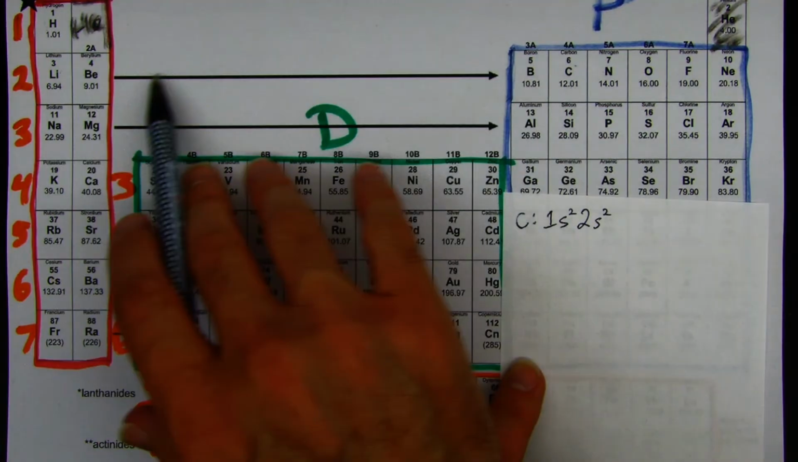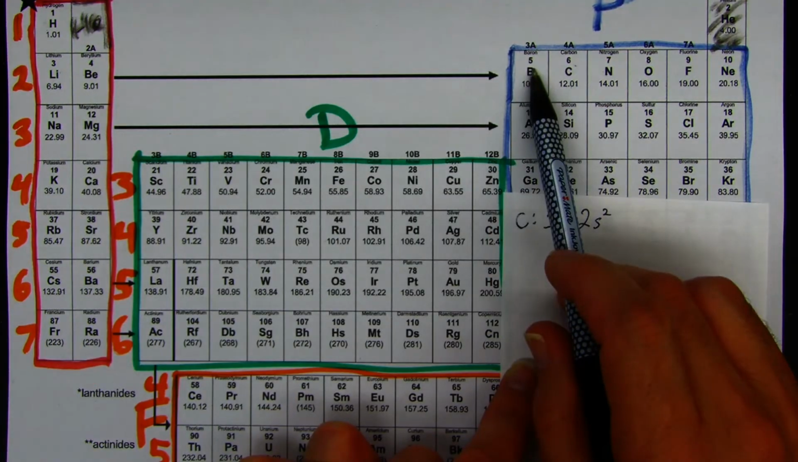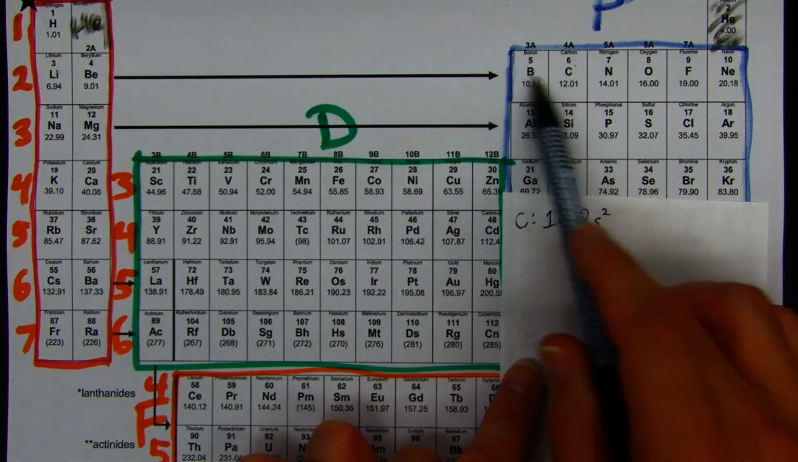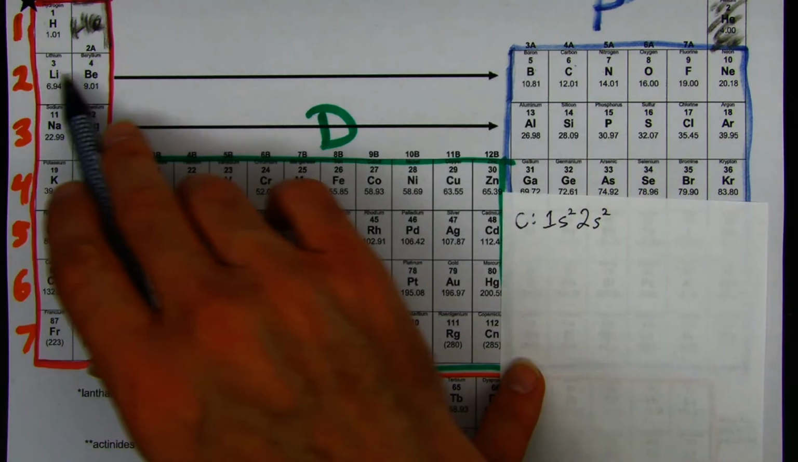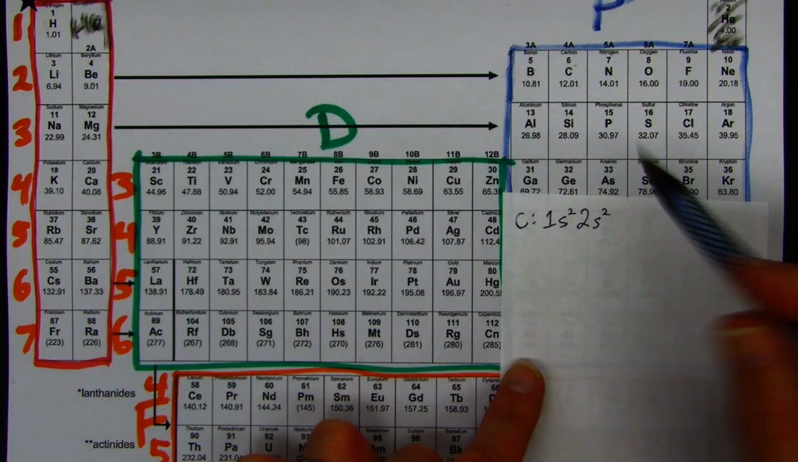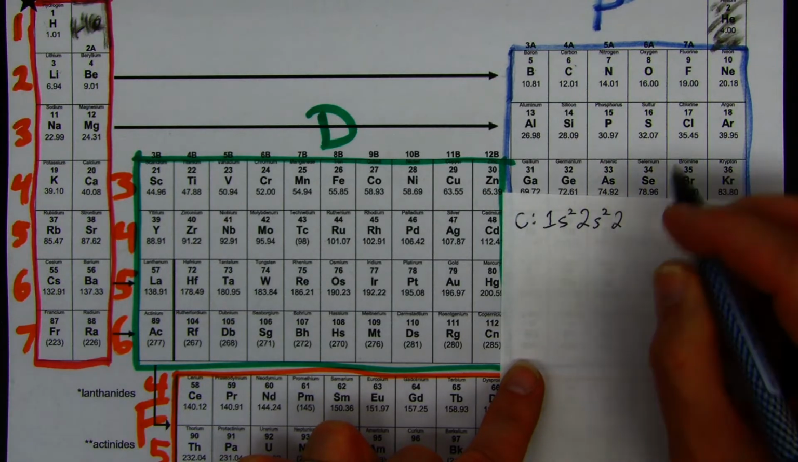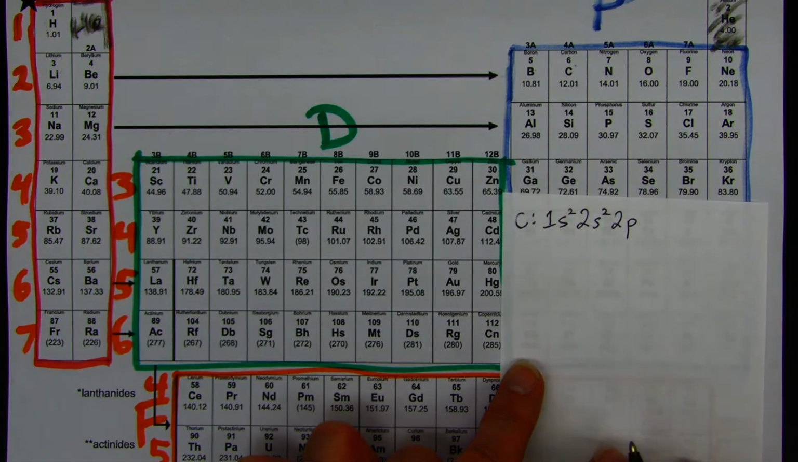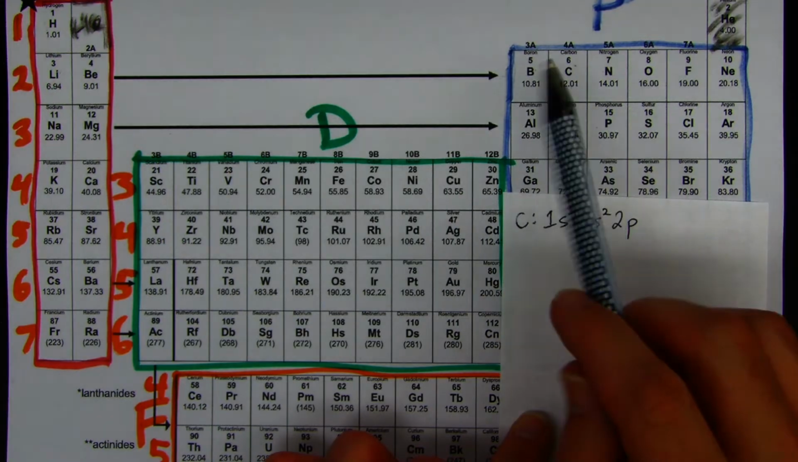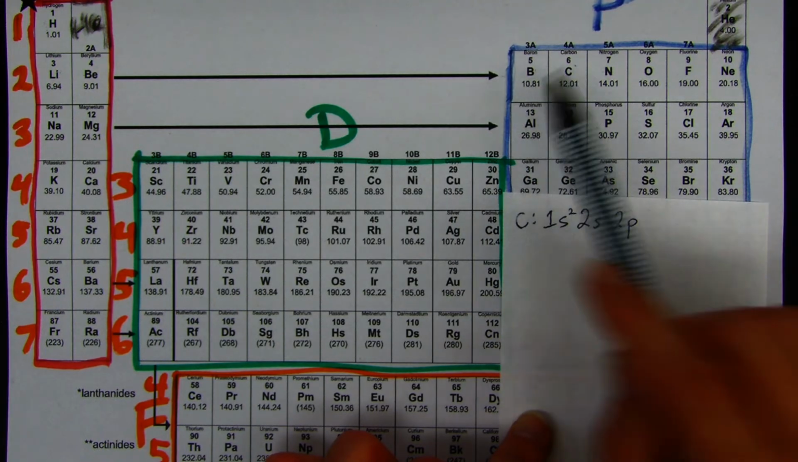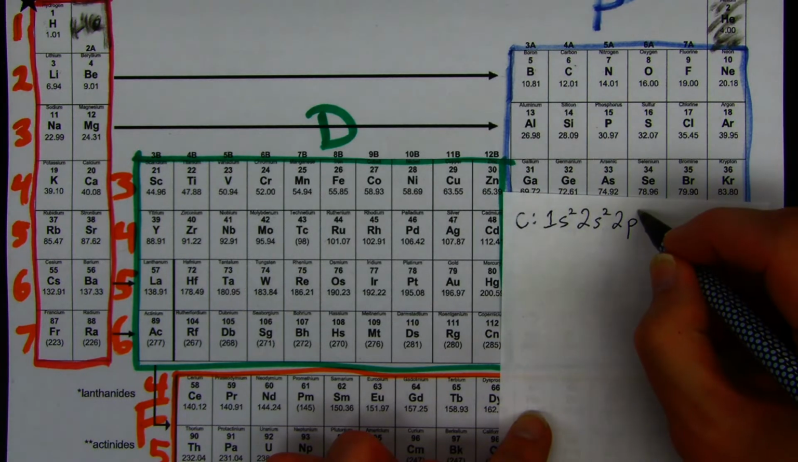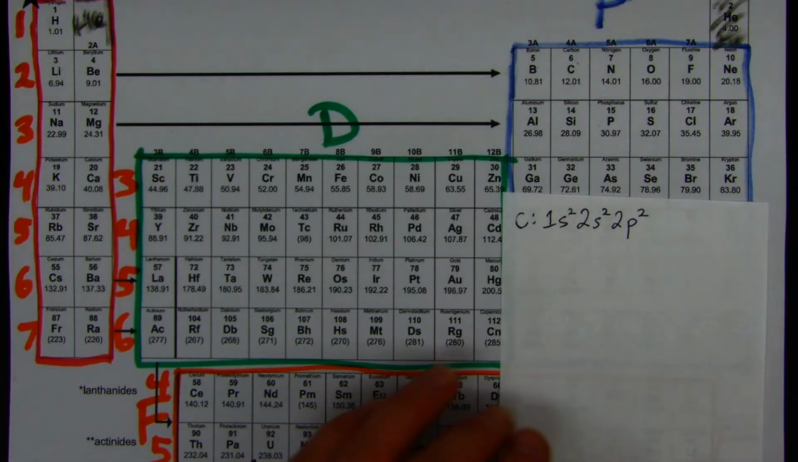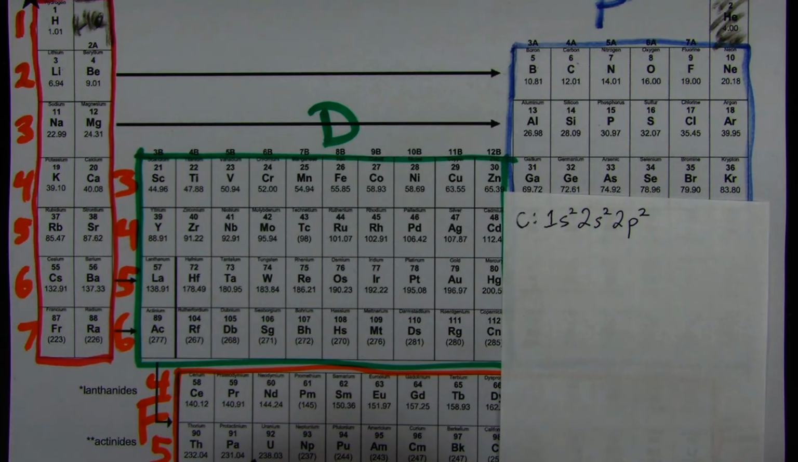Now I jump over to the P block. Number 5 is next, so I'm now in the P block. I'm still in the second period, second row, so it's going to be 2. And then I put P. And how many elements do I have to go through? 1, 2. So I have to go through 2 elements. So that's a 2 for the P. So that, ladies and gentlemen, is the electron configuration for carbon.